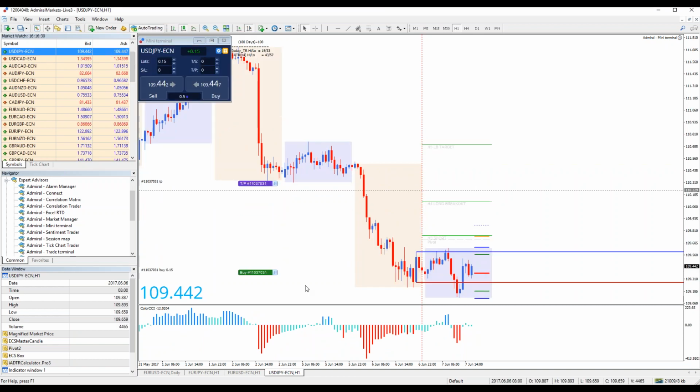We have a dollar yen buy position. It's now 6 pips in profit. The entry is 109.38. So at this point, it's like 8 pips in profit, and we are waiting for the price to develop.